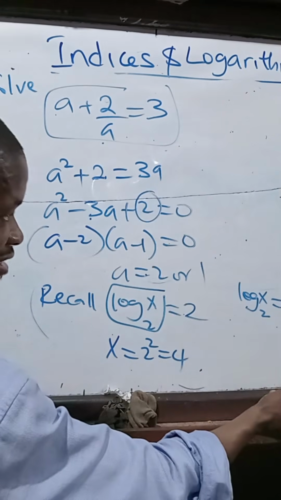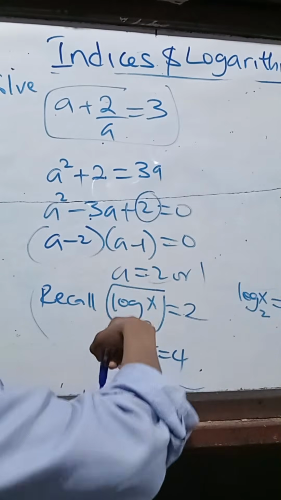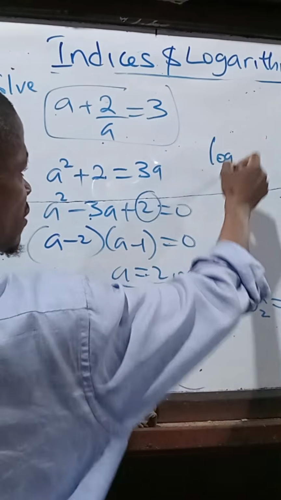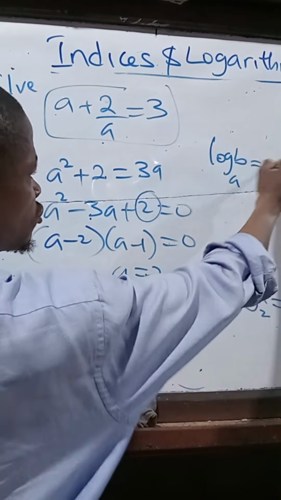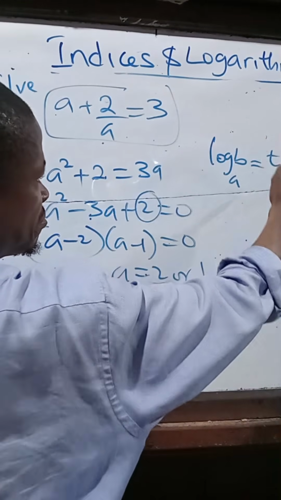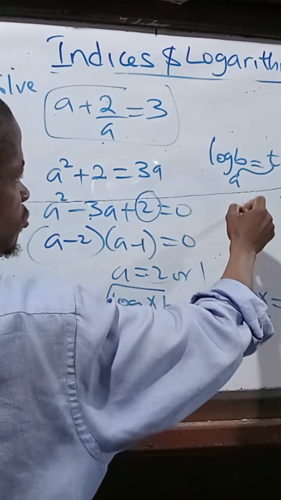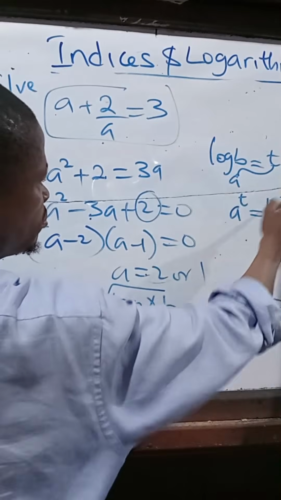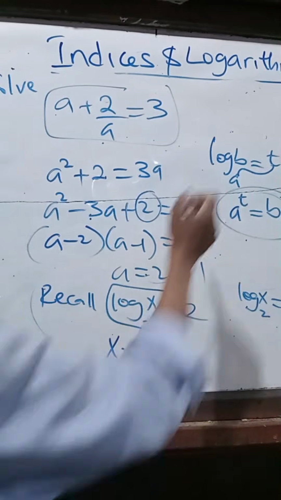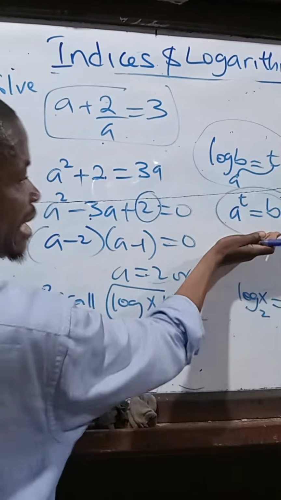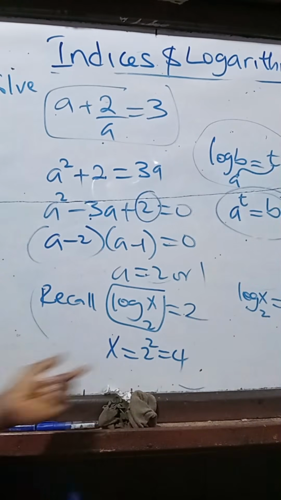In one of the laws, I skipped that. When you have log b base a equal to, let's say, t, this will be on top of this. That will be a to the power t equal to b. So that's transforming from logarithm form to exponential form. So that's that.